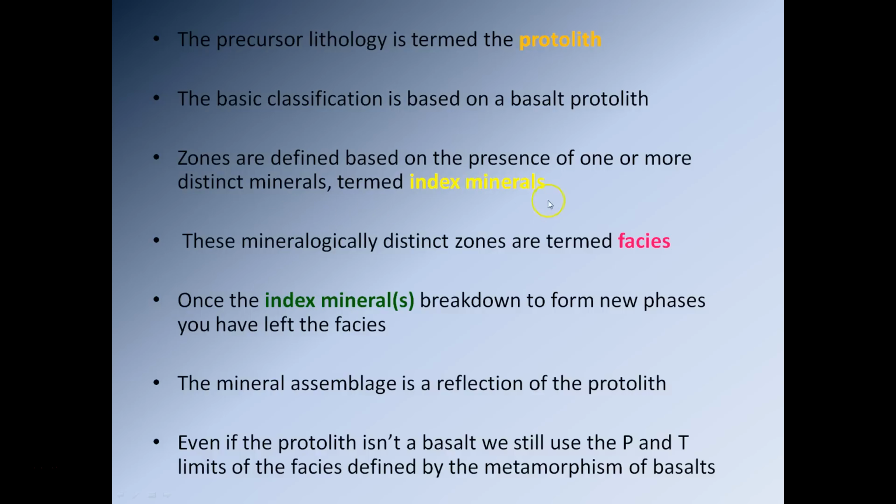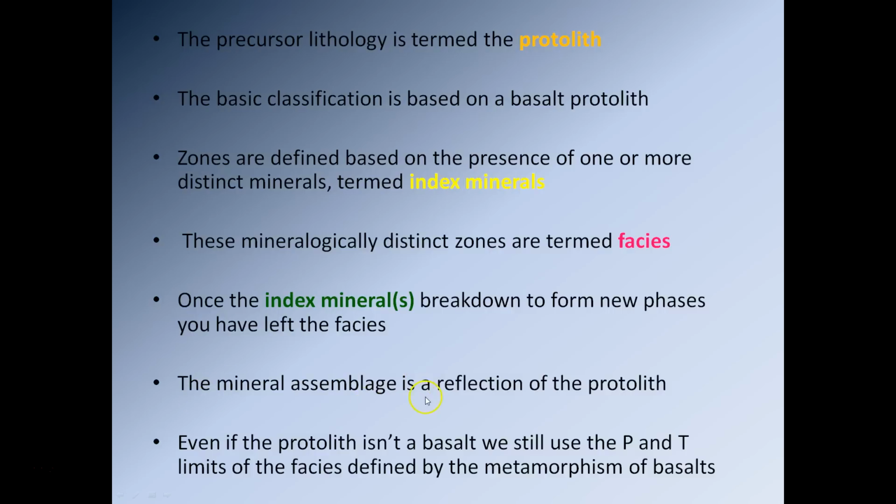These pressure and temperature ranges that are defined using the index minerals are used to draw boundaries, and they're used to define regions of pressure and temperature which we define as facies. So a metamorphic facies is a pressure and temperature range within which certain minerals are stable. Once the index minerals for each facies break down to form new minerals, you have obviously left that facies.